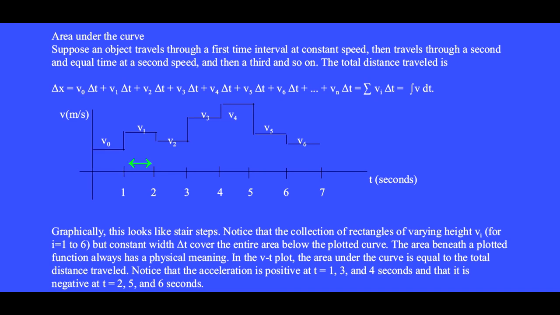During the second second, the object has velocity v1 and travels a distance v1 times delta t, which is also the area of this rectangle. Adding up the area of all the little rectangles gives the total distance traveled and the area under the curve. This can be written as the sum or as the calculus integral.